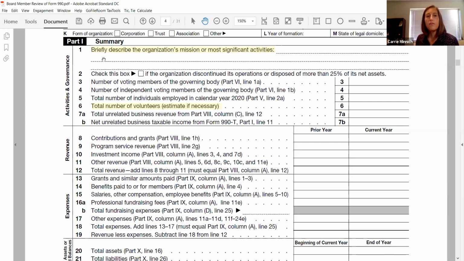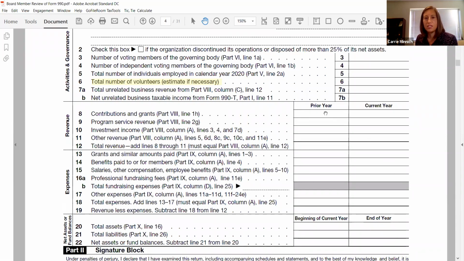Also in this section, something I see sometimes gets overlooked is line 6, the total number of volunteers. Now this can be an estimate. You don't need to have an exact number, but if your organization has volunteers, which it probably does, you want to make sure that you put something in there. Your board members are volunteers, most likely, if they're not paid. So you want to include them. And answering this question with a number really shows that your organization is getting support from the community through volunteers. So it's important to answer that question. And then this section here is just a comparable year over year of your income and expenses.